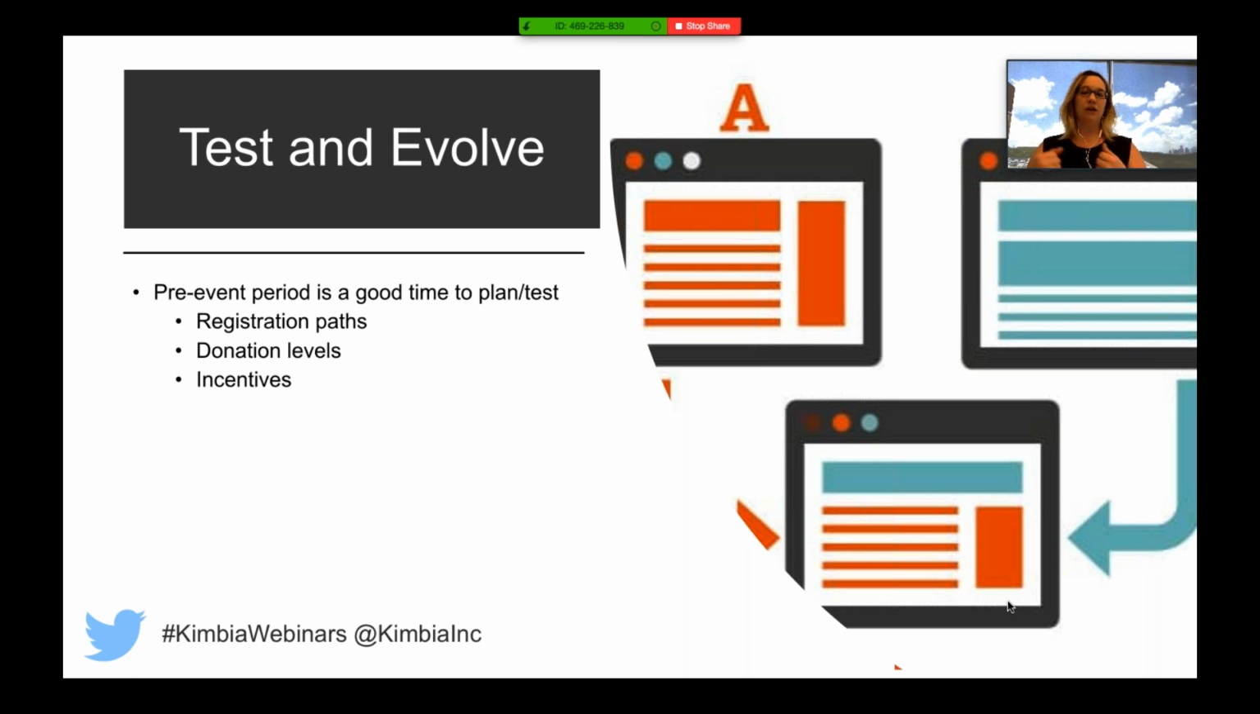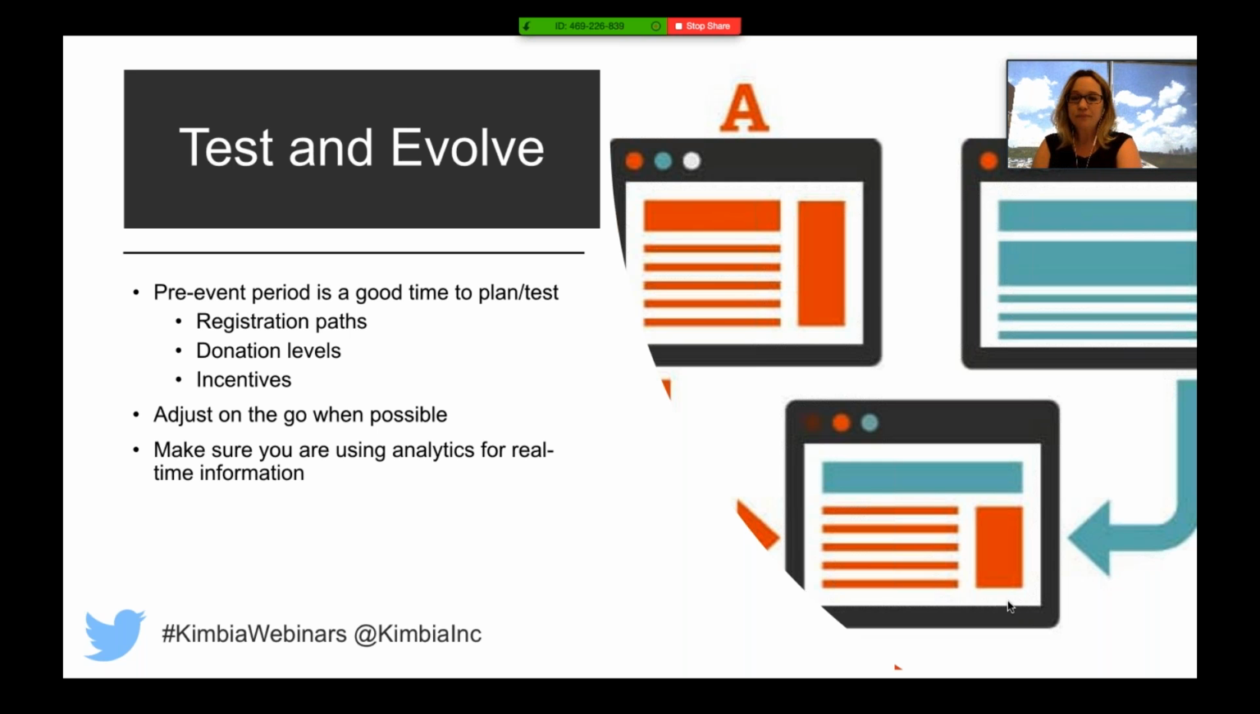If you see things that are not working after you launch your registration for your event, be able to change it. Just because you've launched it with the donation levels one way doesn't mean that you can't change it. If you feel like halfway along the way it's just not going well, be able to test, be able to make changes, and adjust on the go when possible.